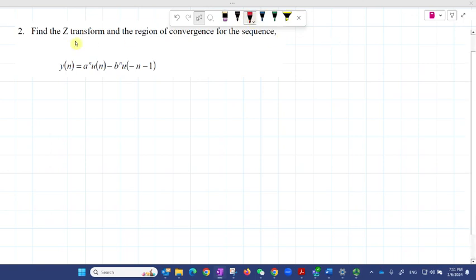All right, the second question. Find the z-transform and the region of convergence for this sequence. Okay, what we're going to do for this one is we can make this part one function and this part another function.